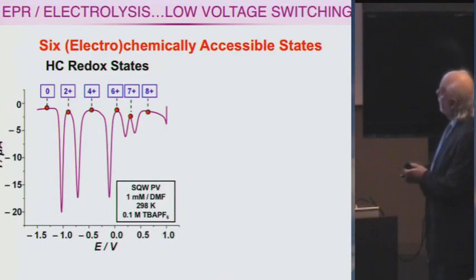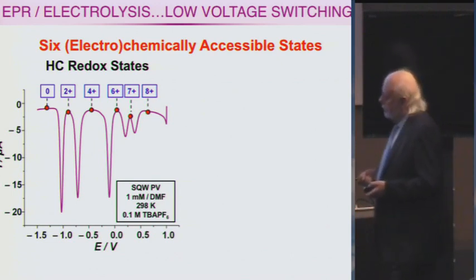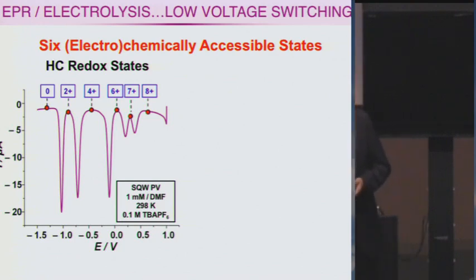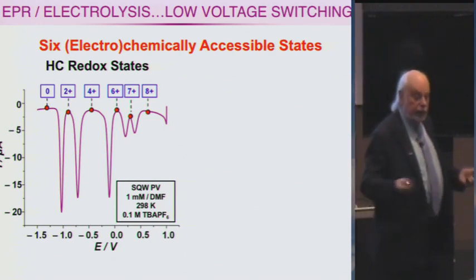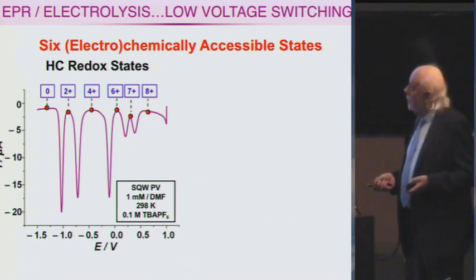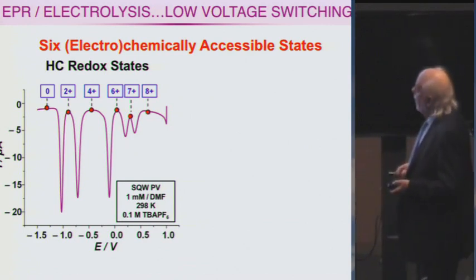In terms of their EPR and the further electrochemistry that you see here, we, of course, in principle, going from 0 to 8 plus, could see maybe 9 states. In fact, experimentally, we only see 6, and they're the 6 that are up here, as shown in this, is it DPV?